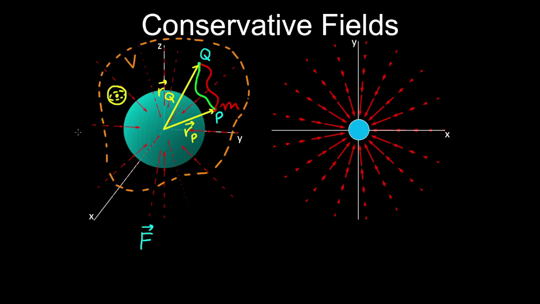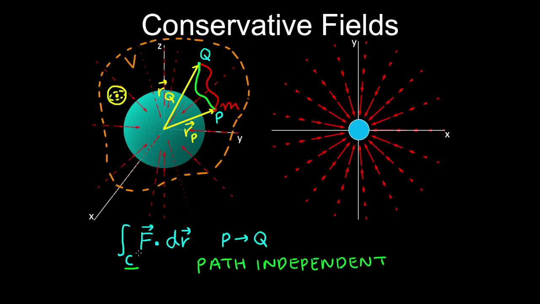So in a conservative field, the line integral, being the dot product between the vector field and a displacement vector, along any path C from an initial point P to a final point Q, is the same over all paths taken between those 2 points. That means this integral is path independent, and the field F is a conservative field on the region V.